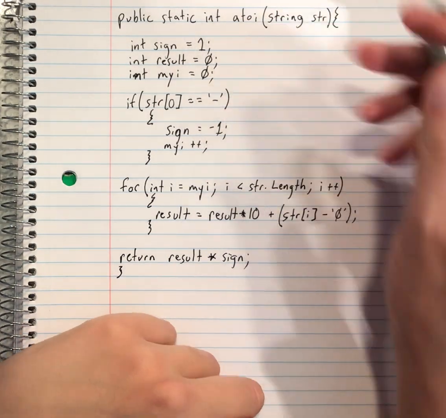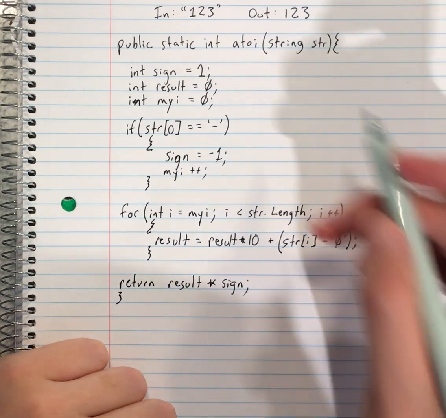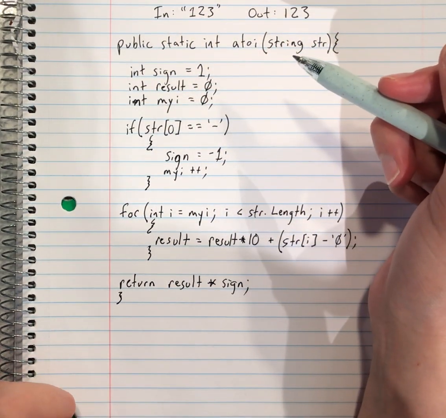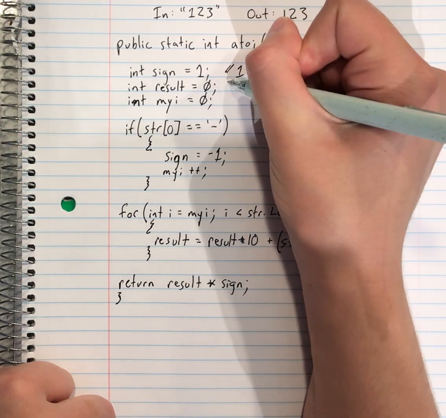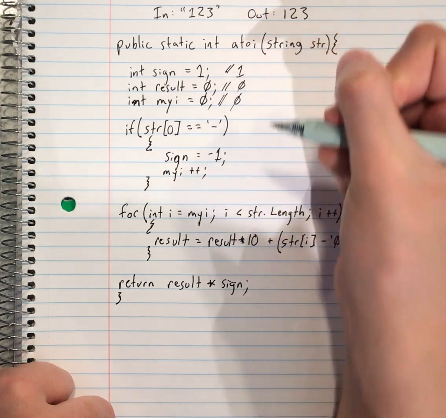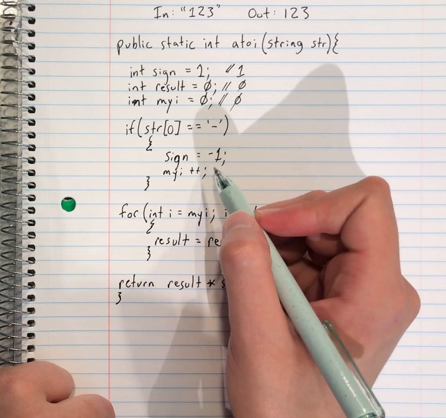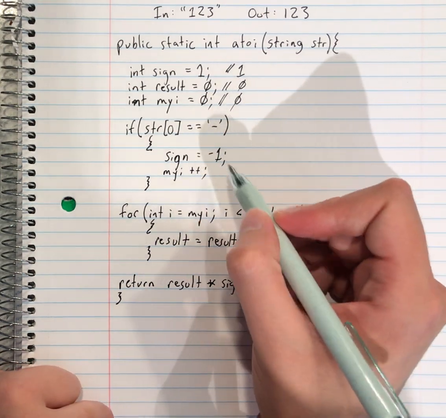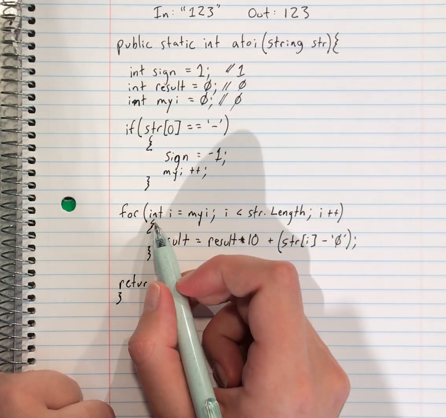let's just use this sample input I already have. In comes 1, 2, 3. These get initialized. So this is 1, this is 0, this is 0. Alright, the first character in this string is not a minus sign. Kind of looks like a cute smiley face. So we don't enter this if block.